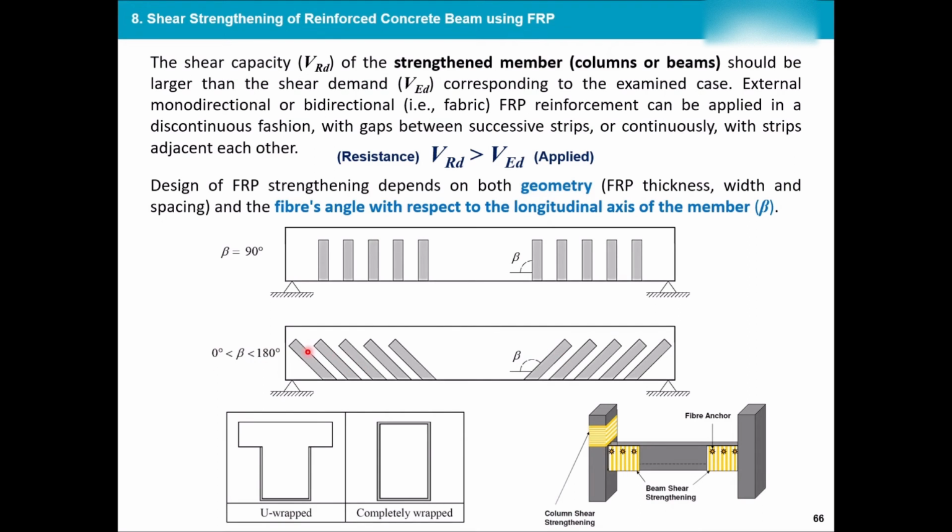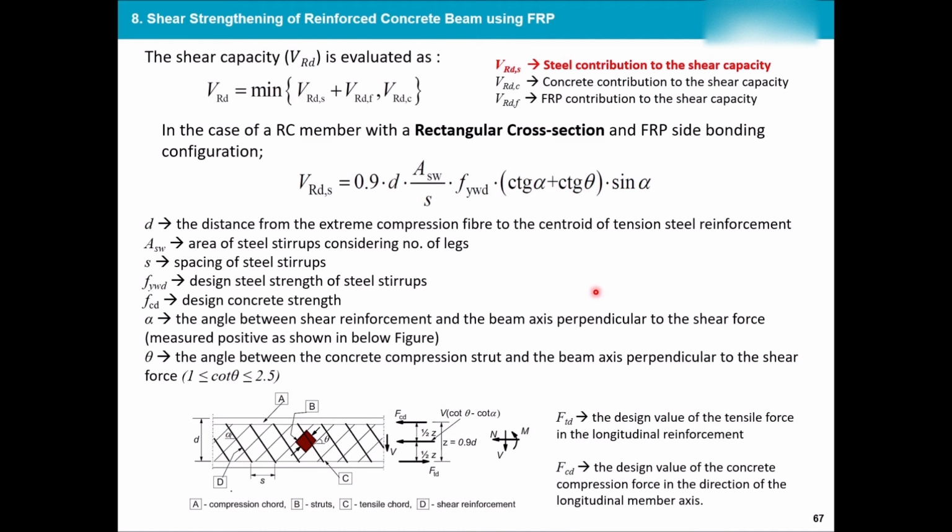Now sometimes we have angles from 180 degrees all the way to 0, or sometimes we have 90 degrees. Depending on this, the design changes a little bit, but generally the concept is very simple, and it says that the VRD, or the resistance that I have, is a minimum of all of the guys who resist in tension and all of the guys who resist in compression. So all of the guys who resist in tension are the steel and FRP. So I calculate the VRD of steel using this formula. I calculate the VRD of FRP in the next slide. You will see the formula. I just sum them up.